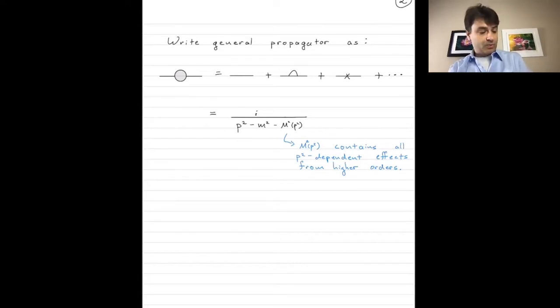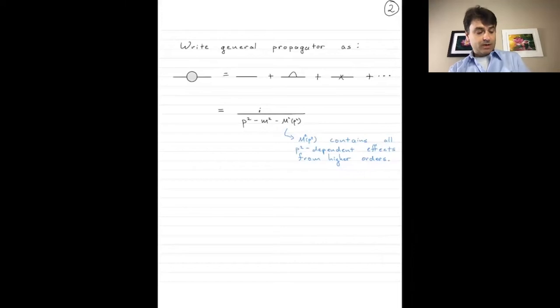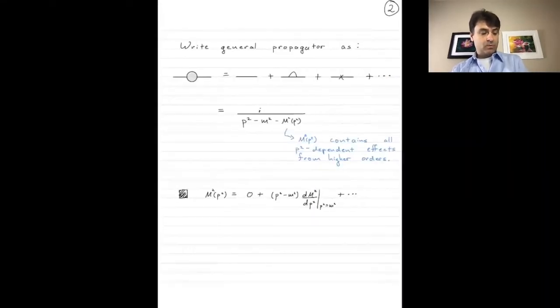And what I want to do is first express it in this way. So let's write it as i over p squared minus m squared, the pole mass squared, and then a minus capital M squared, that is some function of p squared. And we'll say, let's let this term down here in the denominator contain all of the p squared dependent effects from all these higher order diagrams. So let's ask what effect that has.